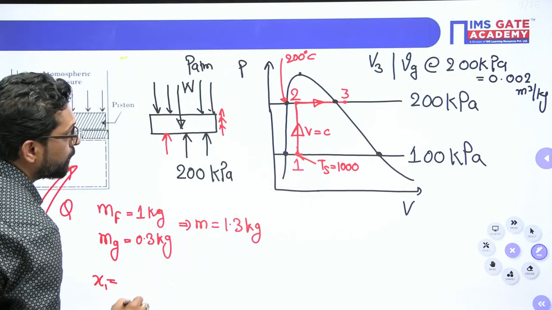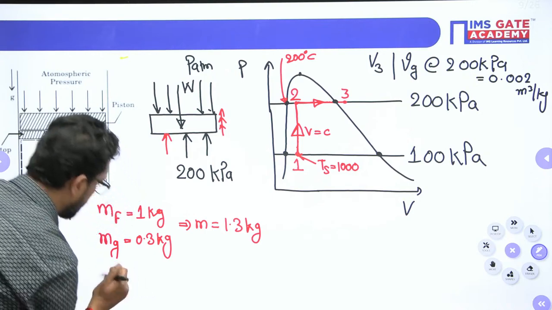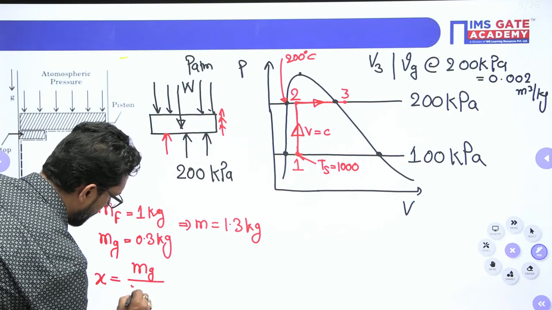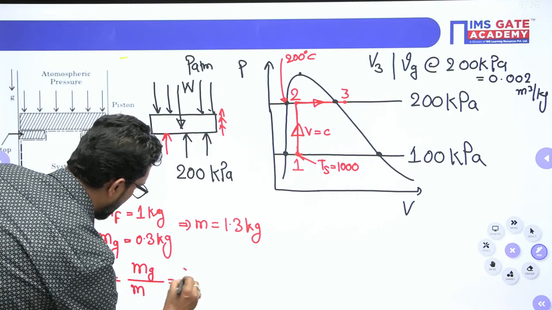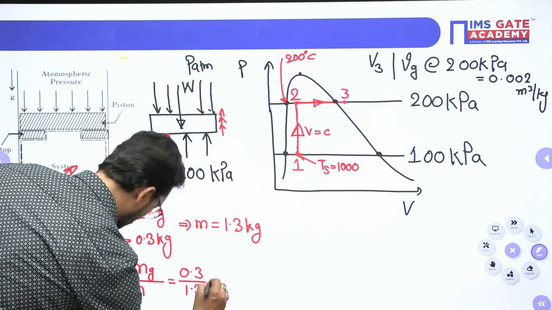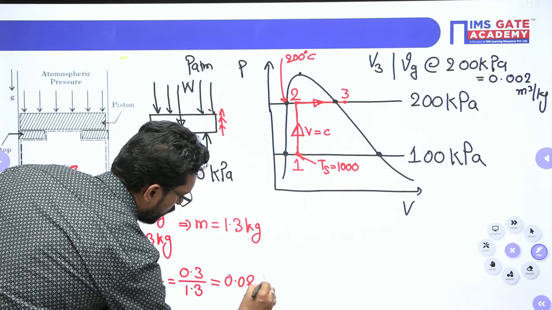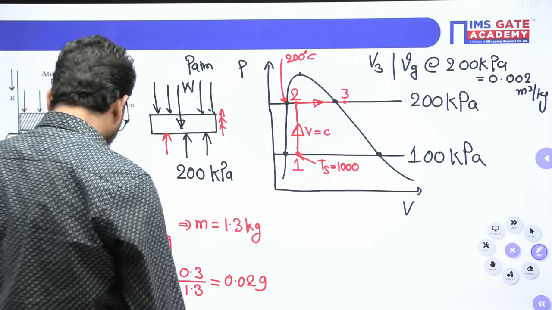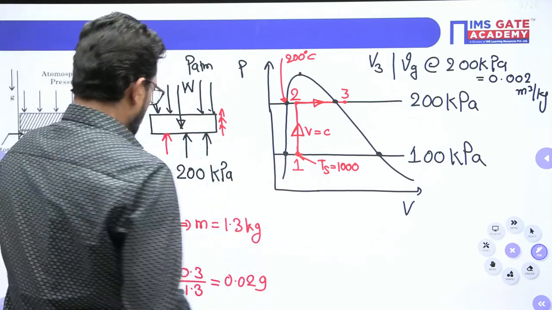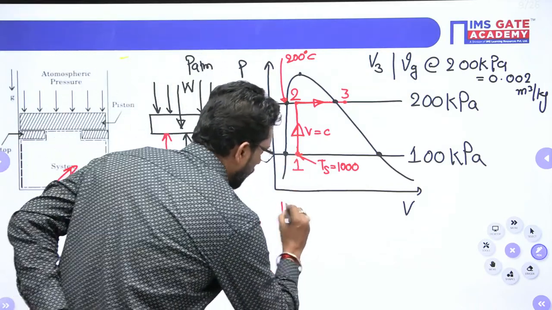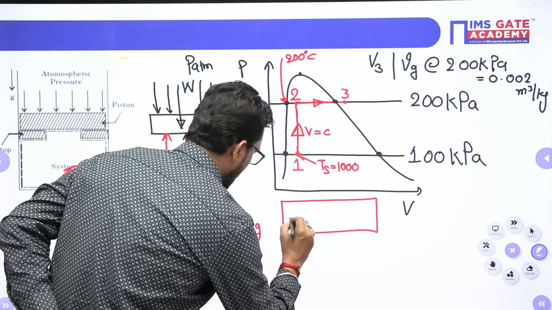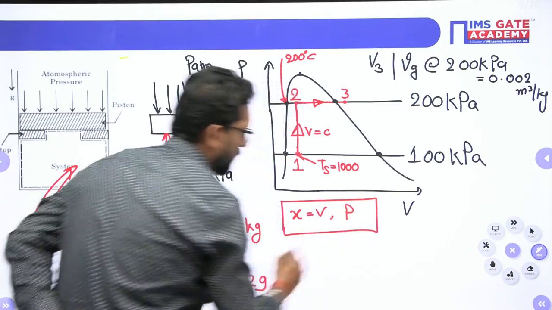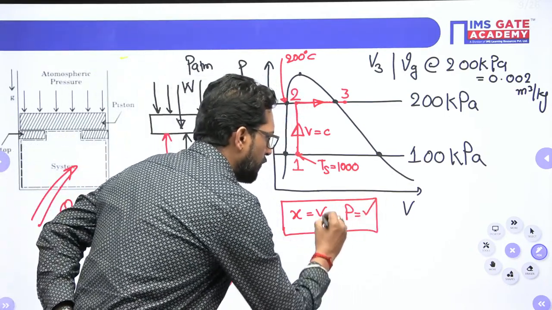So what is the dryness fraction, beta? Dryness fraction x is the mass of the vapor divided by the total mass. The mass of the vapor is 0.3 divided by 1.3. How much is it? 0.029. So this is 0.029. So once you calculate the dryness fraction, that means this is at point D. So we have two values. What are they, beta? We have a dryness fraction and we have a pressure.